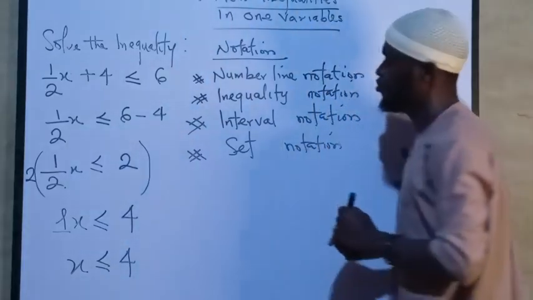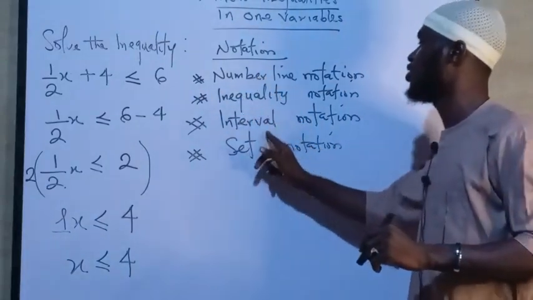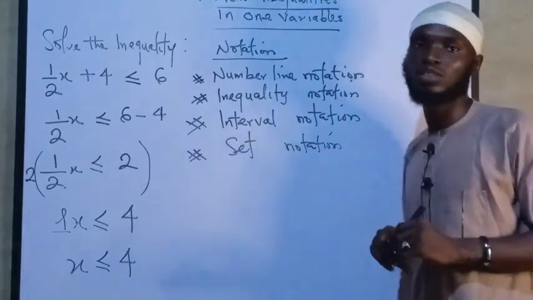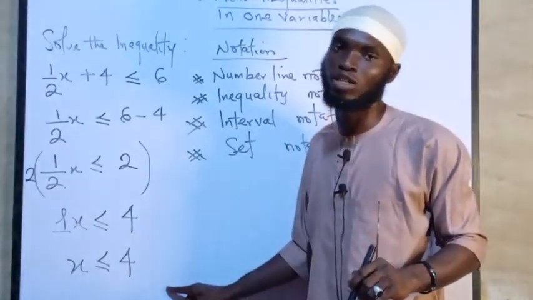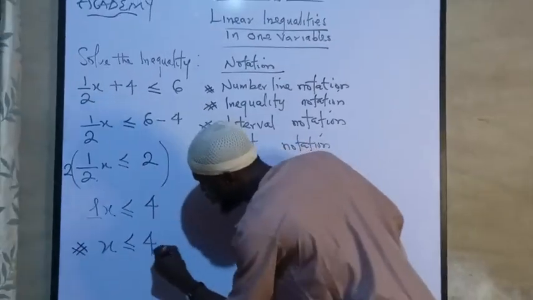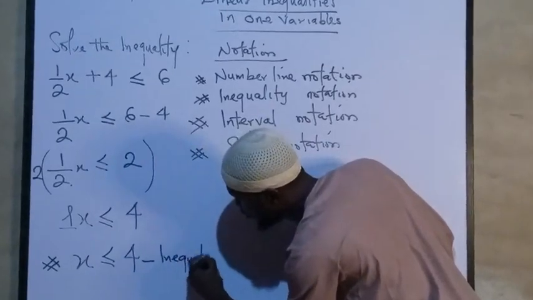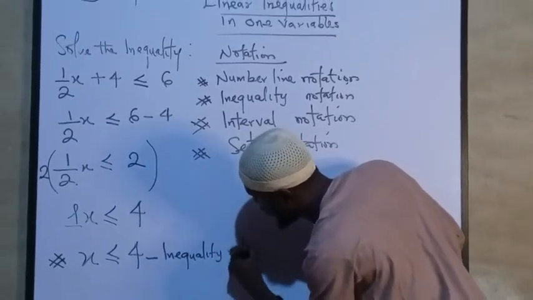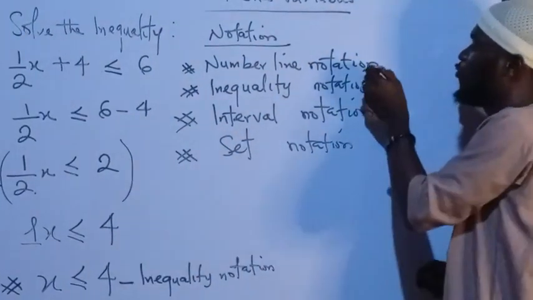Now, let's make it like this. We have number line notation, inequality notation, interval notation, and what? Set notation. Know that on getting to here, if they ask you, represent it using inequality notation, this is the answer. This is signifying what? Inequality notation. That this is the type of notation that is there.